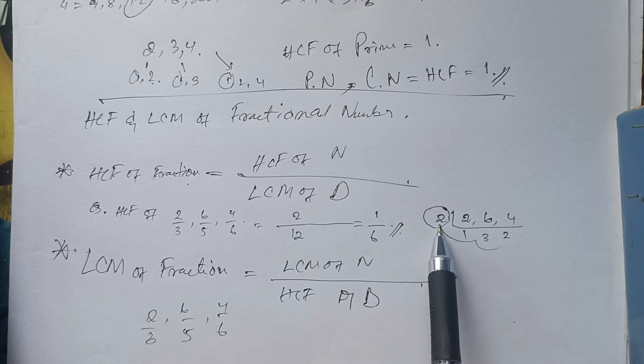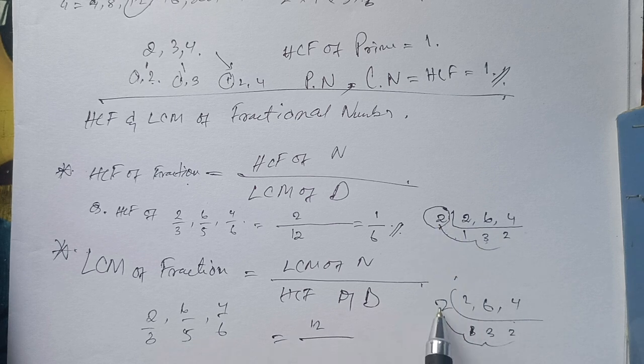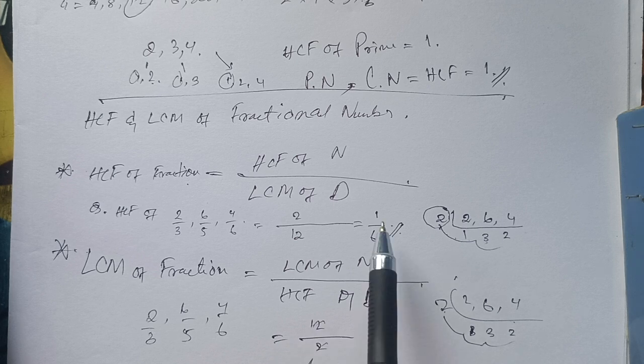LCM of 6, 4, 2: 2 into 3, 6, 2, then 2 1 is 2, 2 3 6, 2 2, or 4, 2 1 is 2, 2 3 6 6 2, or 12. The LCM of numerator is 12, and the HCF of denominator is 2, so the answer is 12 by 2, which is 6.